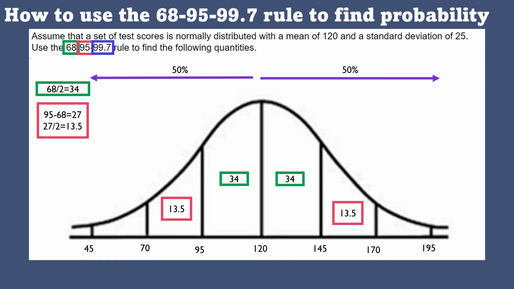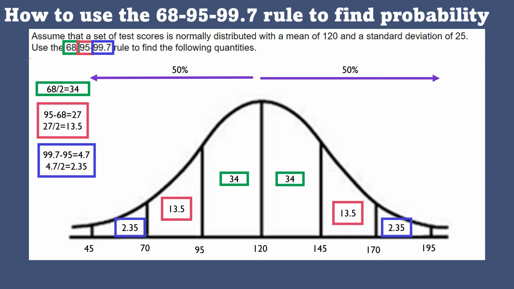The next thing we're going to look at is the last one, 99.7. We've already used 95, so we're going to subtract 99.7 minus 95, and we get 4.7. We're going to split that into the two sides evenly, 2.35 and 2.35.